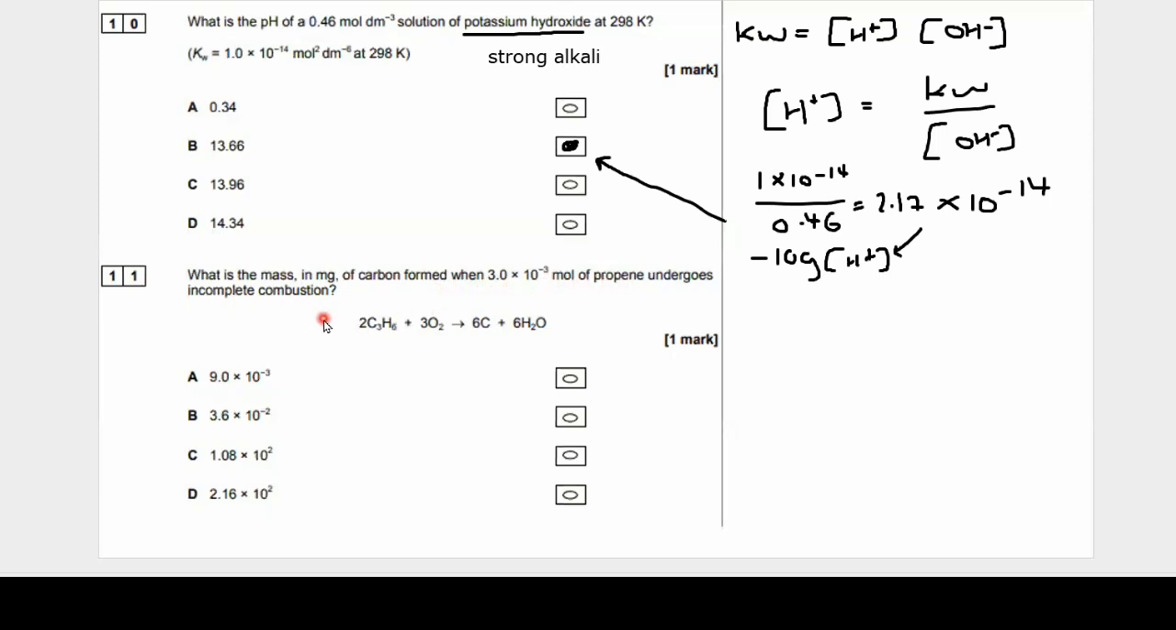What is the mass in milligrams of carbon formed when 3 times 10 to the minus 3 moles of propene undergoes incomplete combustion?